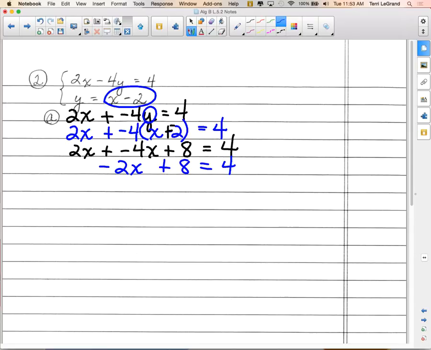Can we simplify anymore? Can the negative 2x be put together with the 8? No. So we're ready to solve. It's a good idea to understand, when are you simplifying, when are you solving? When you're simplifying, you're just doing the stuff right there on that side. Once you start solving, you're now working on both sides of the equation. So what should we do first here?